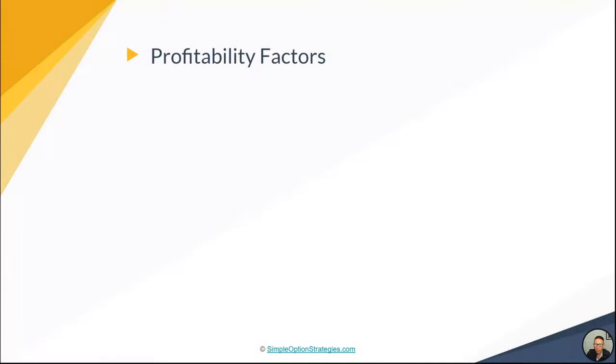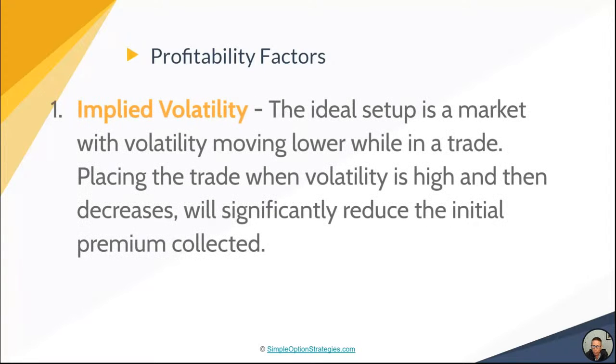Okay, so let's talk about profitability factors. There are 3 profitability factors in this trade. The first one is implied volatility. Implied volatility in this case is measured by the VIX. So the ideal setup is when volatility is moving higher and then decreases. That will significantly reduce the initial premium collected, and that's what you want, because you're selling a premium, and then you want that premium to decay as time goes, right?